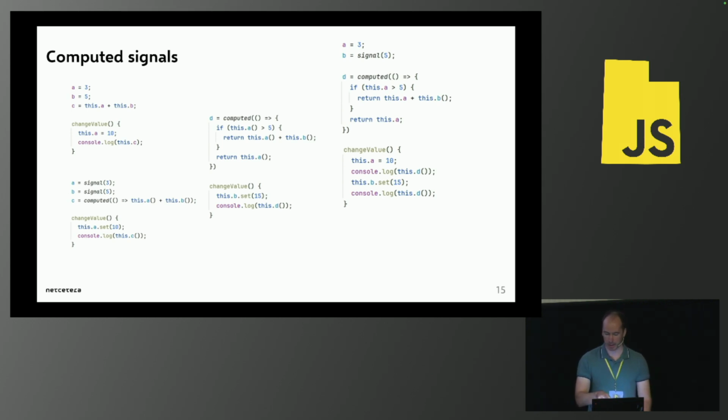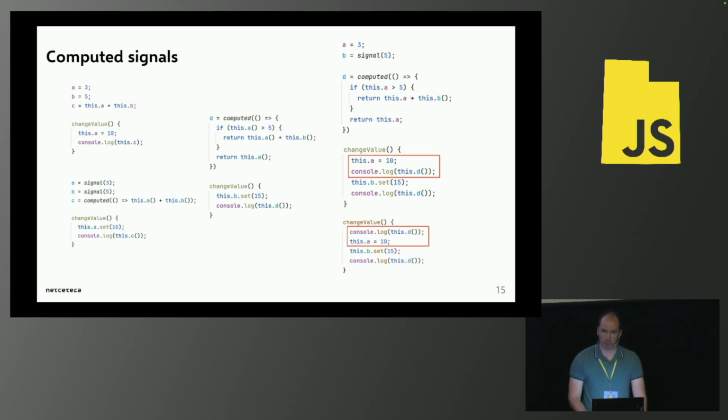So we first set A to 10, then we request the value of D, and then we set the value of B to 15. We expect two values, which would be those. So I would say this is the correct scenario. Because A is 10, and we're requesting D, 10 is bigger than 5, so it's 10 plus 5, 15. And then we set B to 15, 10 plus 15, 25. So it's all good.